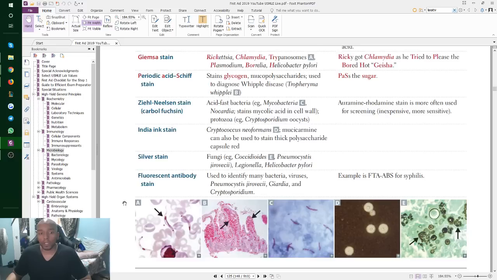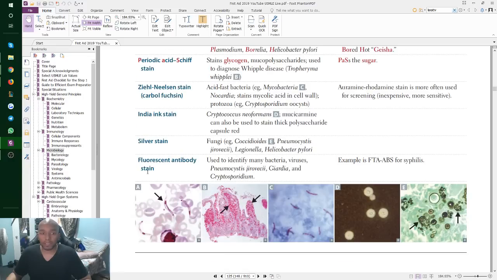The last thing is your fluorescent antibody stain. There's many different kinds of fluorescent antibody stains, but the one that is pretty popular is your FTA-ABS, which is used for syphilis. It's used to identify many bacteria, viruses, Pneumocystis jirovecii, Giardia, and Cryptosporidium.